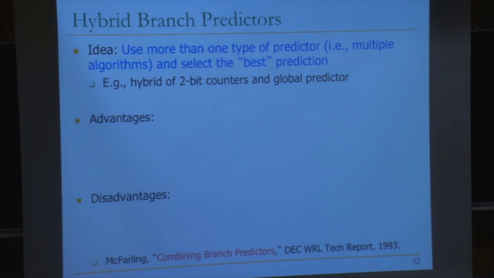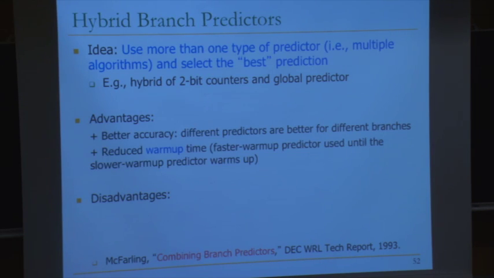That sounds more like some of the Intel branch predictors today. So what are the advantages? You get better accuracy because different predictors are better for different branches. And you get another advantage, actually. You get reduced warm-up time. Some predictors take very long to warm up.